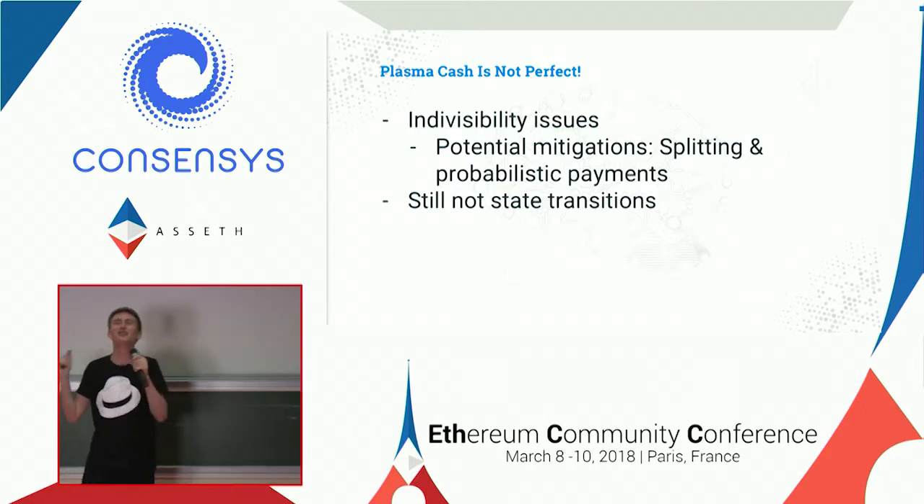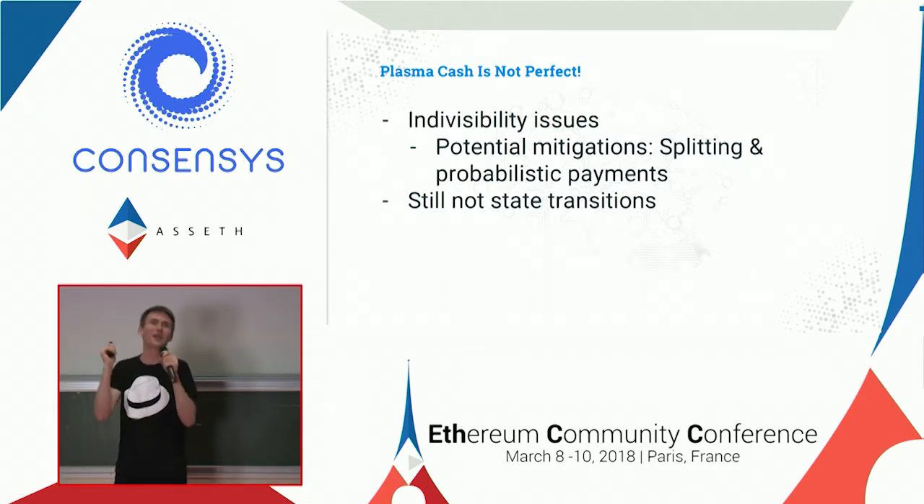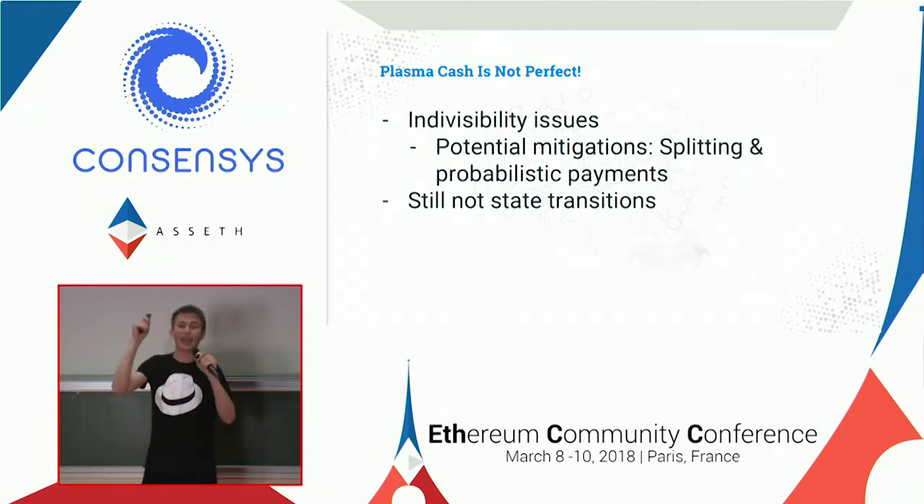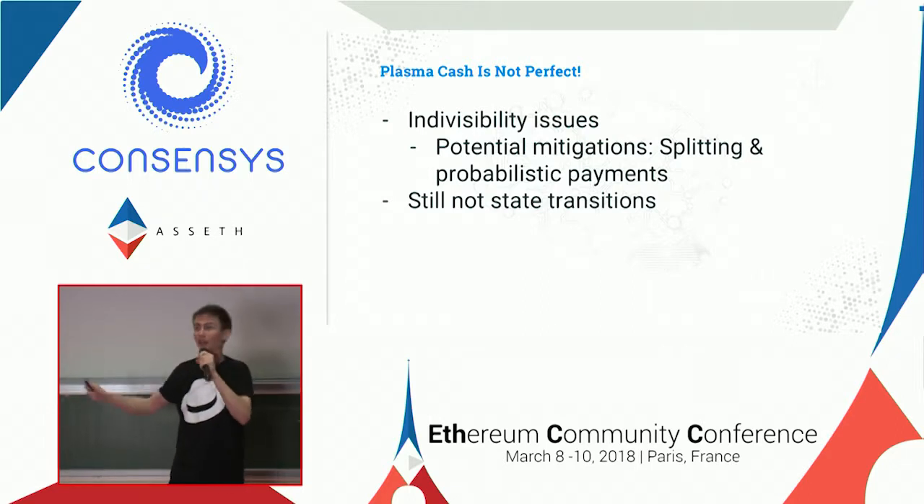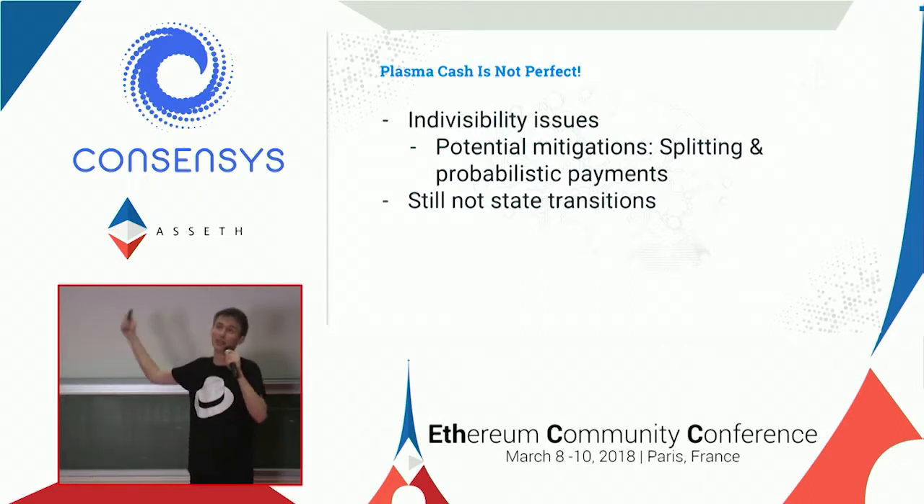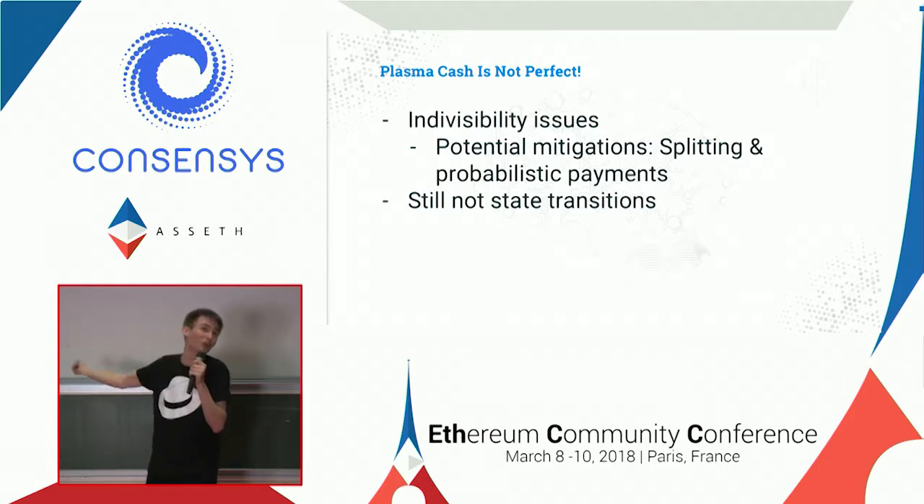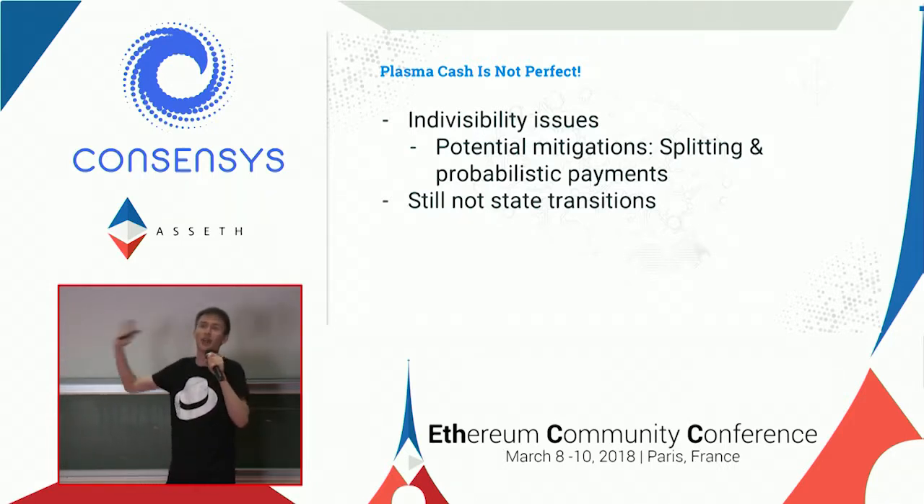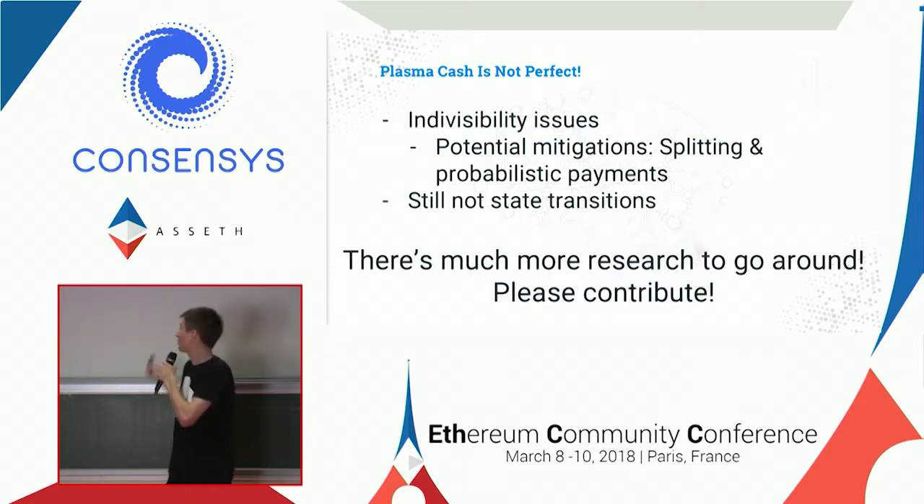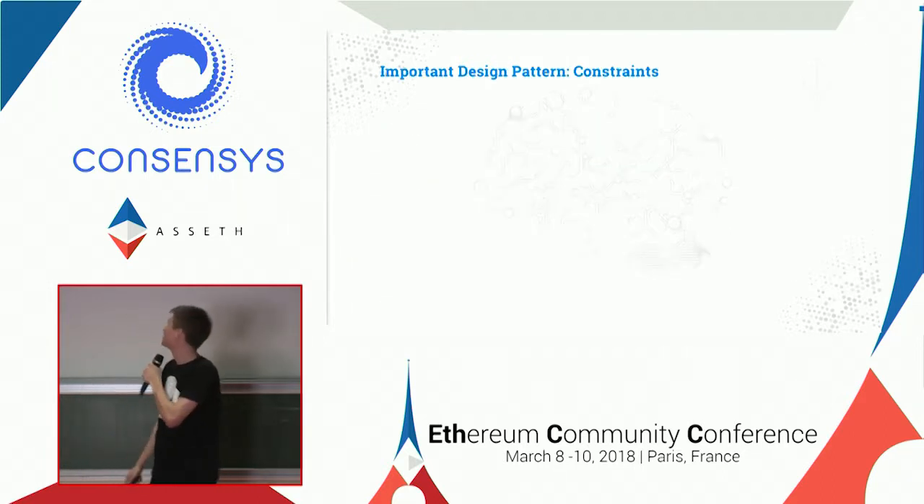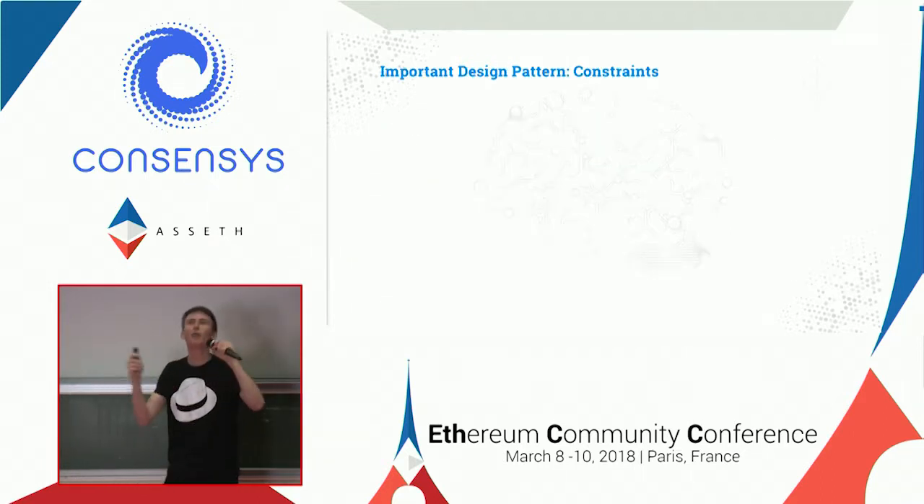So there's still a lot of different areas in Plasma that we can research and work on and get better. State transitions would be awesome if we can, and there are many, many designs that we haven't explored. So please join the Plasma call, watch the Plasma call, think about your own Plasma chains, and learn Merkle trees. So contribute. It's great. There's a lot of research. Fun. So this is an important design pattern, right?